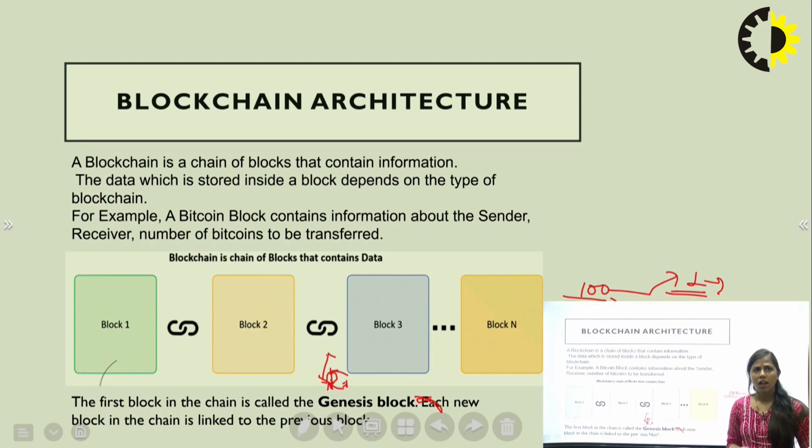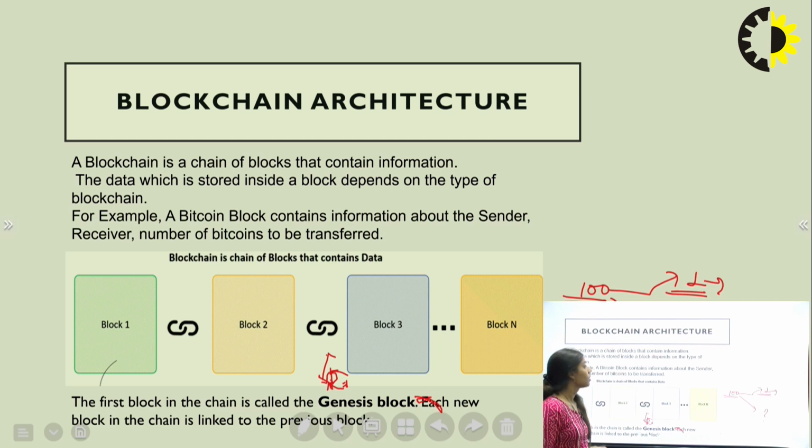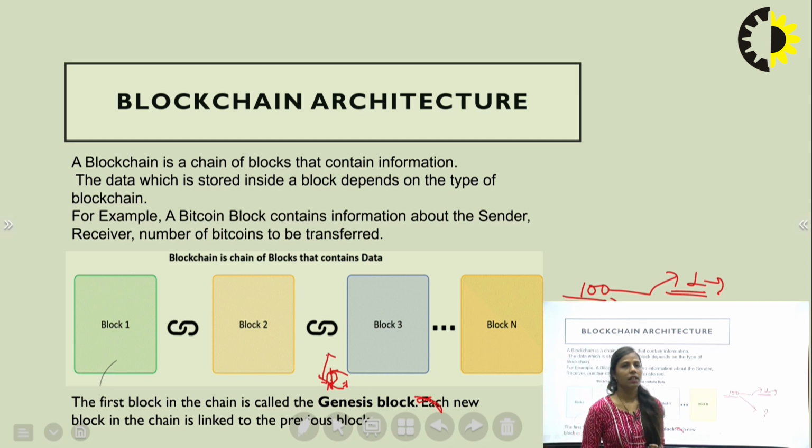Now let's discuss what the blockchain architecture is and how it is structured. How is the blockchain built, and what is the series of blocks? What is the blockchain architecture, and what are the different components in the blockchain? We are going to discuss these things. A blockchain is a chain of blocks that contains information, and the data is stored inside a block, depending on the type of blockchain. A blockchain is a chain of blocks that contains different information.